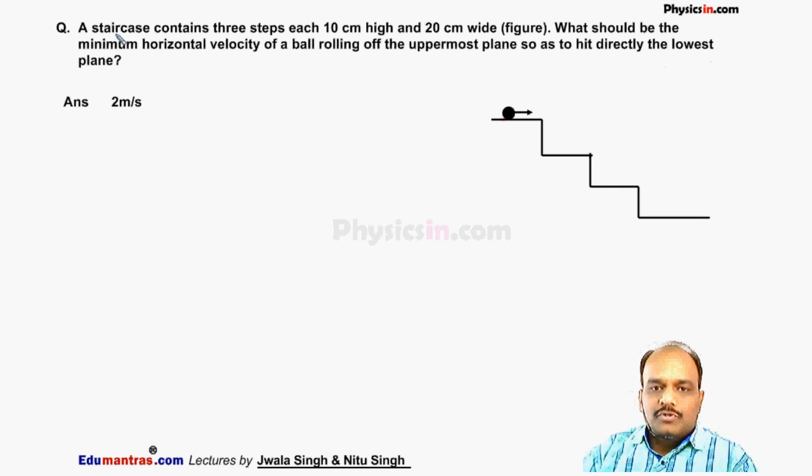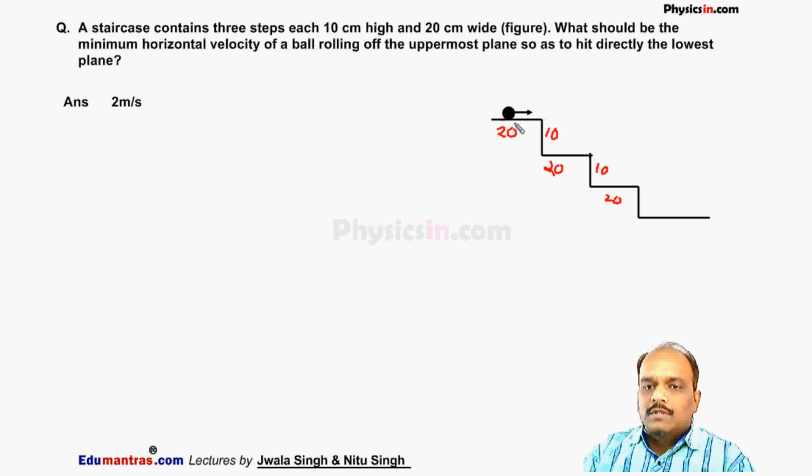Question is, a staircase contains 3 steps, each of 10 centimeter height and 20 centimeter wide. This is 10 centimeter and this is 20 centimeter. What should be the minimum velocity with which the ball rolling off the uppermost plane so as to hit directly the lowest plane?